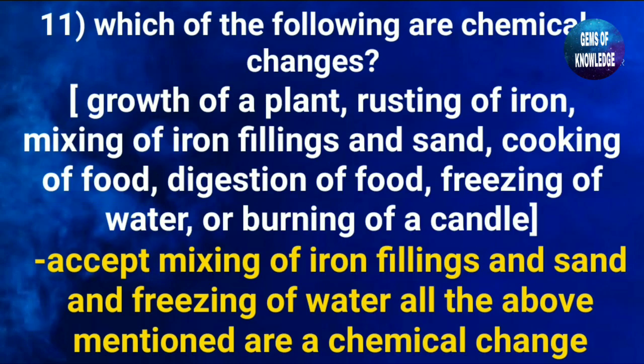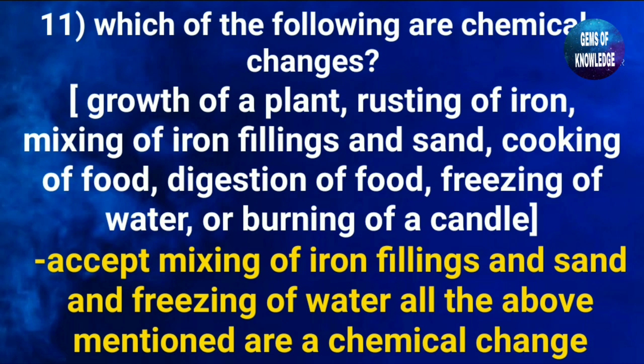The last question here is, which of the following are chemical changes? We have to identify which among the following are chemical changes. The options given are: growth of a plant, rusting of iron, mixing of iron filings and sand, cooking of food, digestion of food, freezing of water or burning of a candle. Except mixing of iron filings and sand and freezing of water, all the above mentioned are chemical changes.